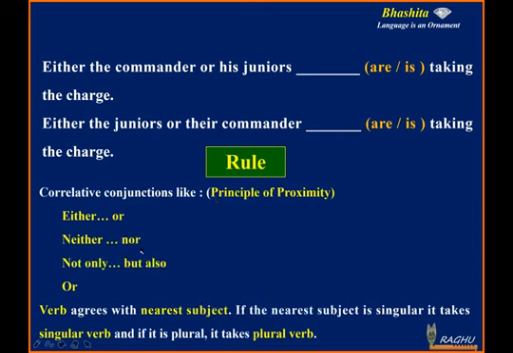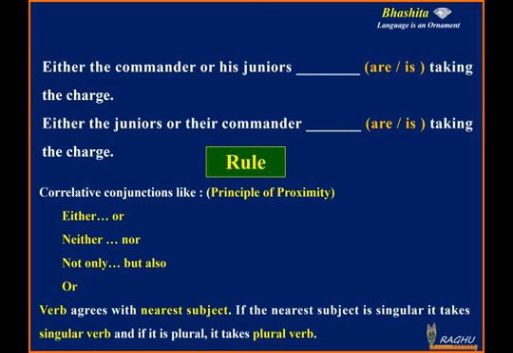What is the rule, my dear students? The name of this rule is principle of proximity. What does it mean by principle of proximity? It means the verb in a sentence agrees with the nearest subject, and that rule we call principle of proximity. So this rule is applicable for the correlative conjunctions like either or, neither nor, not only but also.